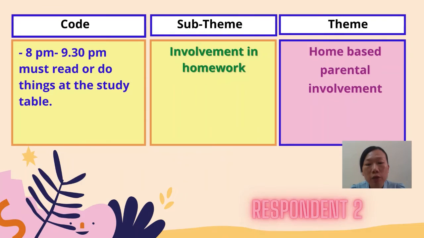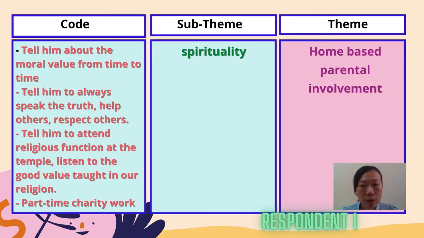at home. As for the second respondent, she will set a time for her children to do homework or study. Every day from 8 to 9:30 p.m., they must read or do things at the study table.